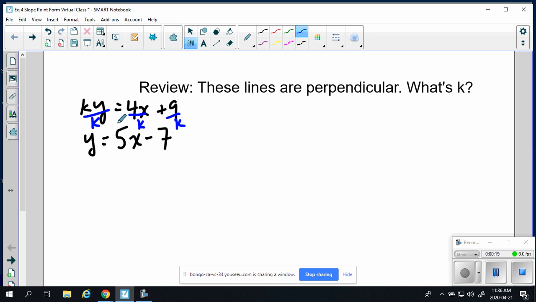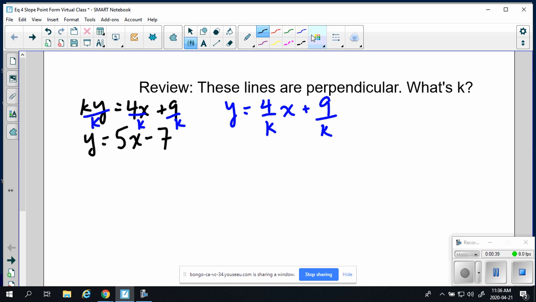So to do that, we need to isolate for y. And if we do that in the first equation, you're going to have y is equal to 4 over k x plus 9 over k. So that looks pretty ugly. But the other equation is this one, 5x minus 7.